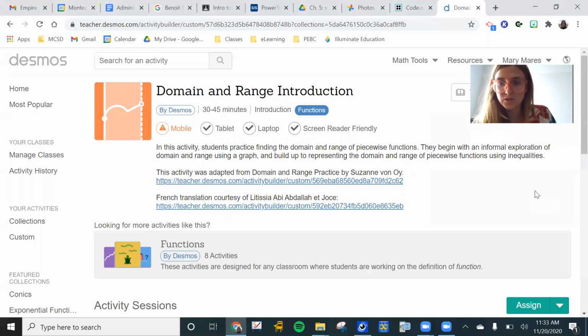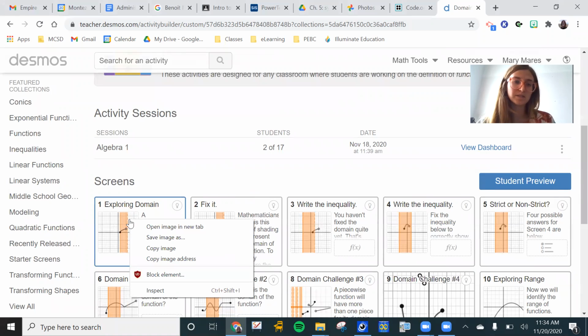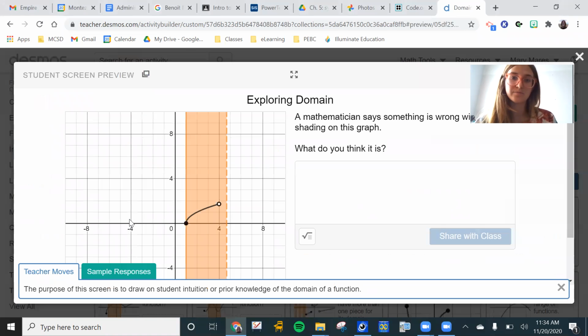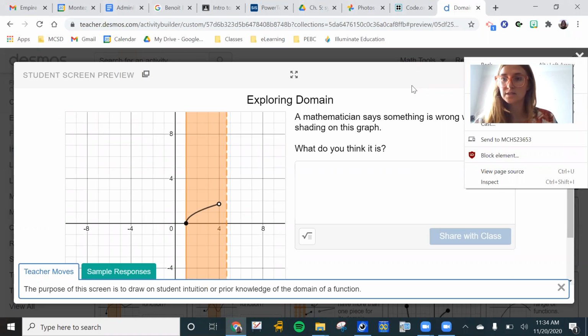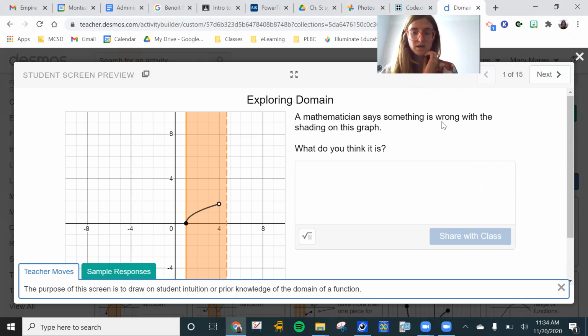Okay, we are going to take a look at the domain and range introduction Desmos activity. So first thing we're going to do is explore domain. A mathematician says something is wrong with the shading of this graph. What do you think it is?